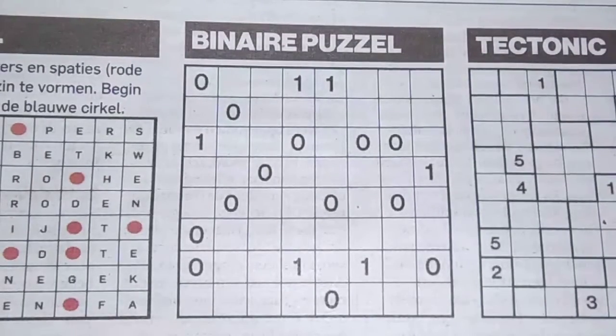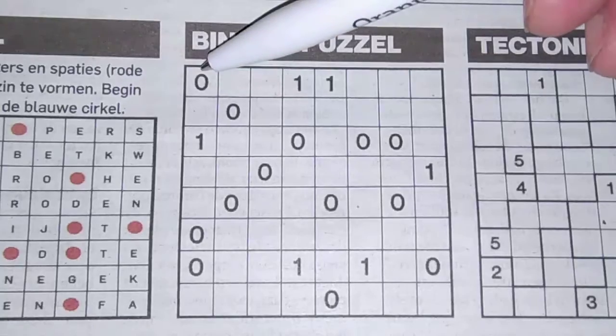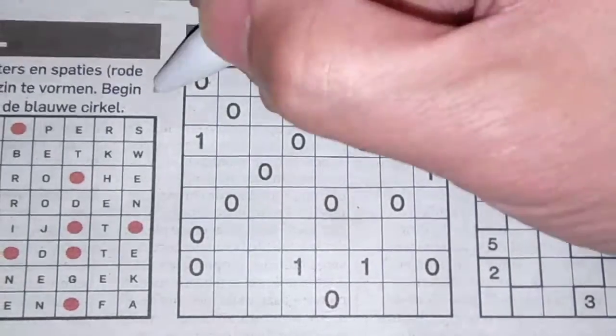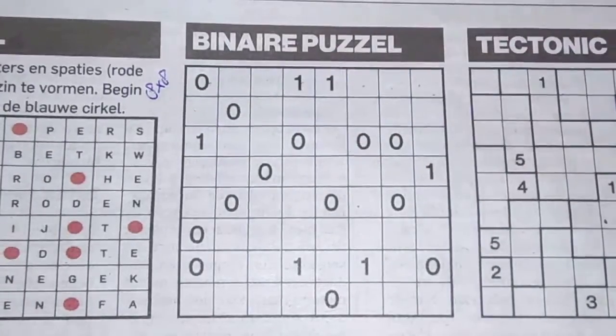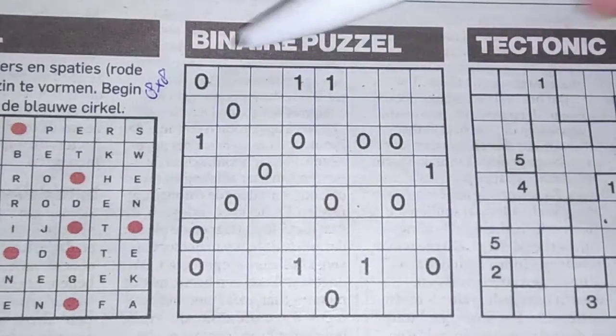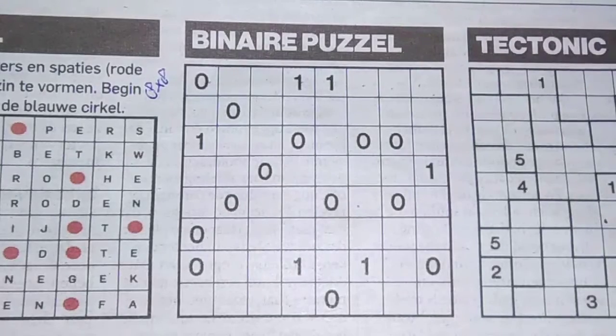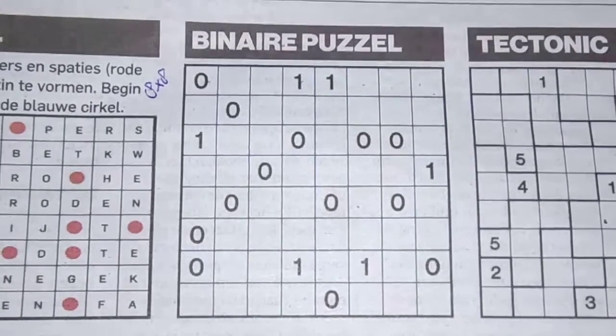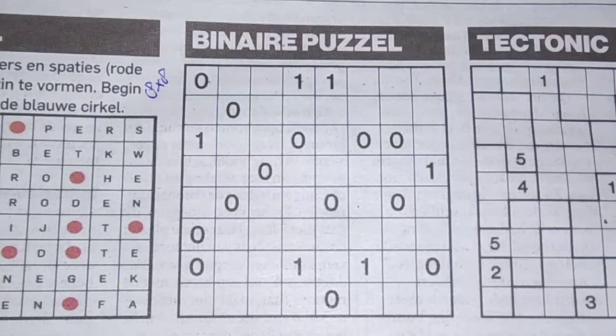It's a binary puzzle. Let's count the boxes first. It's 1, 2, 3, 4, 5, 6, 7, 8. It's an 8 by 8 binary puzzle. That means in a row or in a column, there are always 4 O's and 4 ones. Alright, so let's get started.